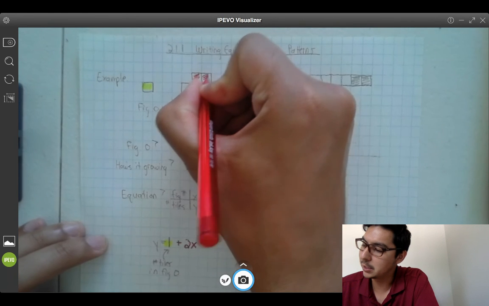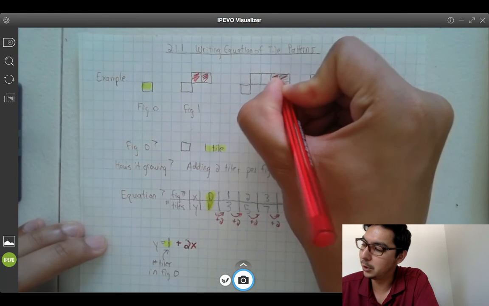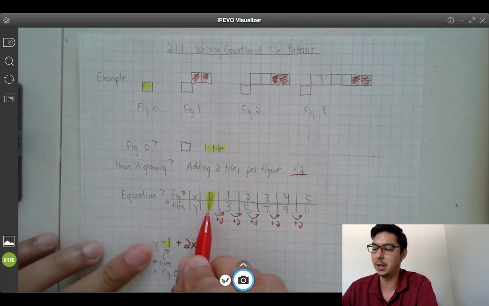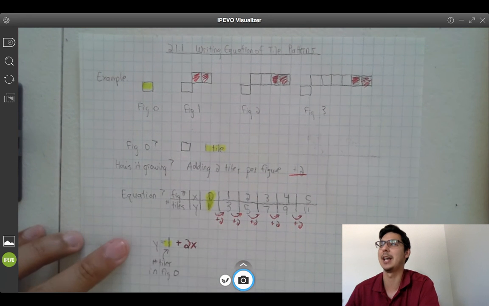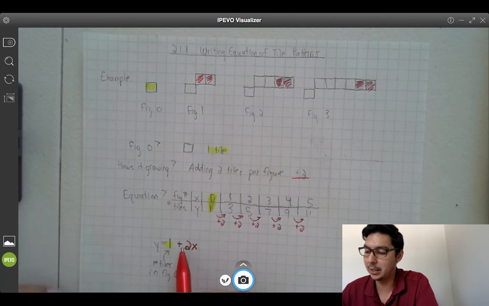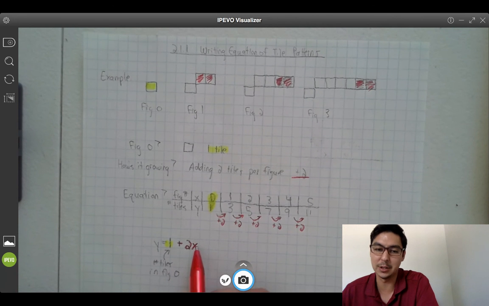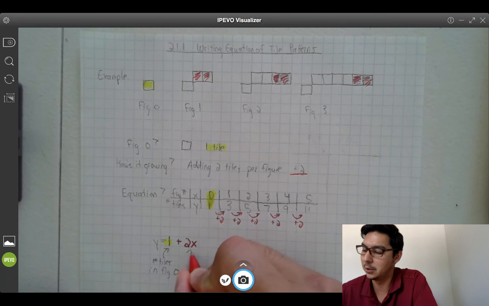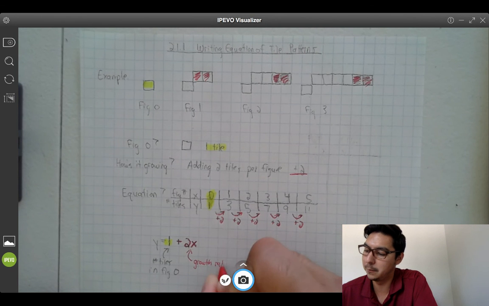And notice how this keeps changing, right? We only use the 1, we only use the 1 time. That's why there's not an x with it, because the x is like how many times. If I asked you figure 50, how many times would you have to add 2? 50 times. So that's why it's 2 times 50, adding 2 50 times. So this right here is we'll call it the growth rate today.